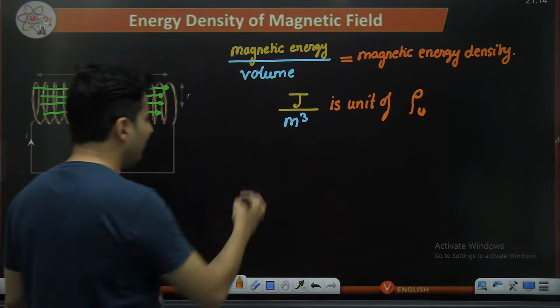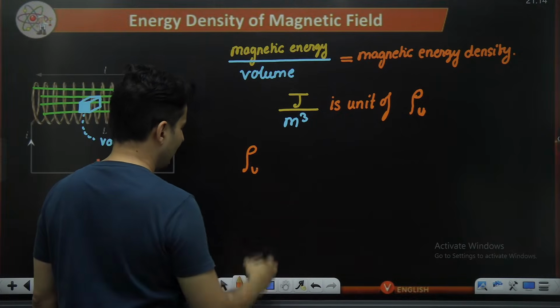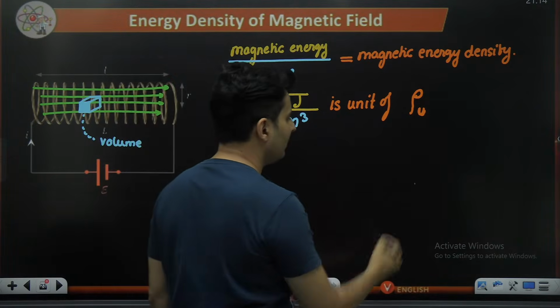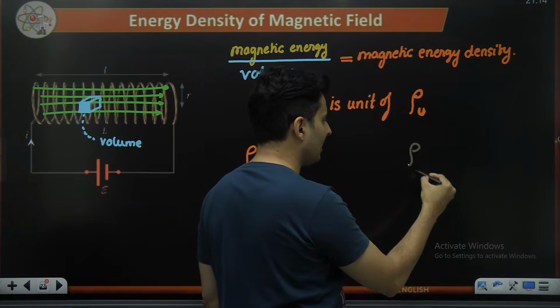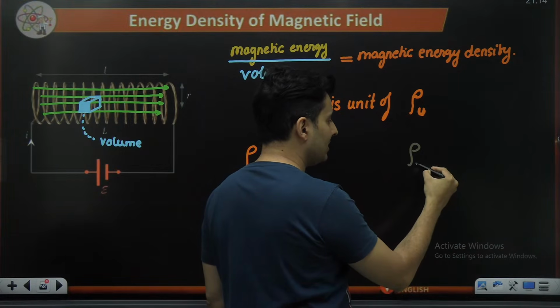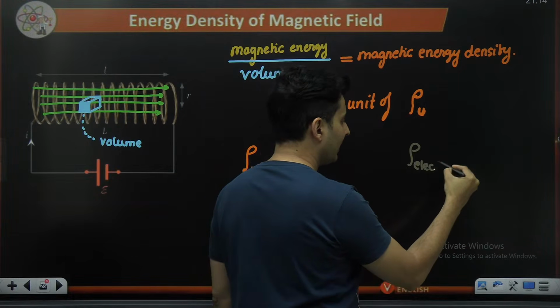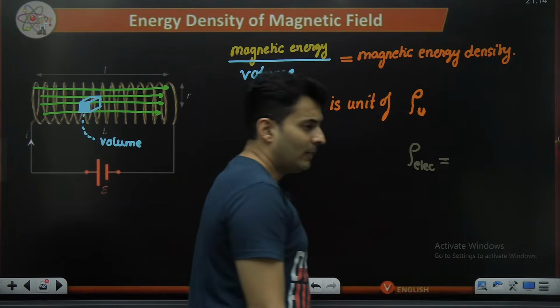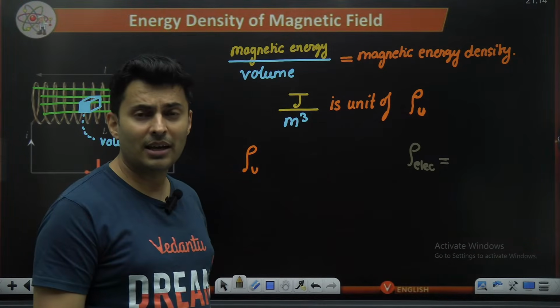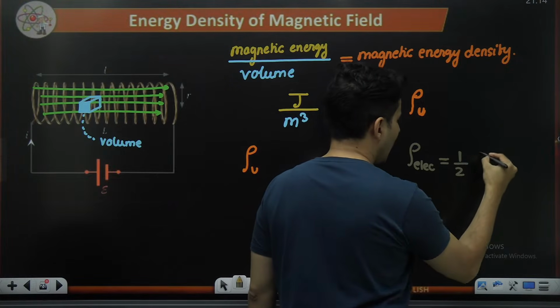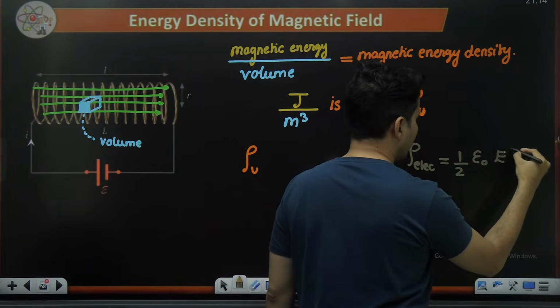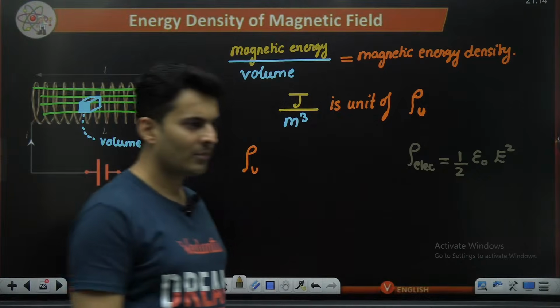Now, what might be the formula of it? You might be wondering. I'll give you a hint. Remember electrical energy density? We have studied that in capacitor. Capacitor stores energy of half CV square, etc. What is the energy density? Half epsilon naught electric field square.